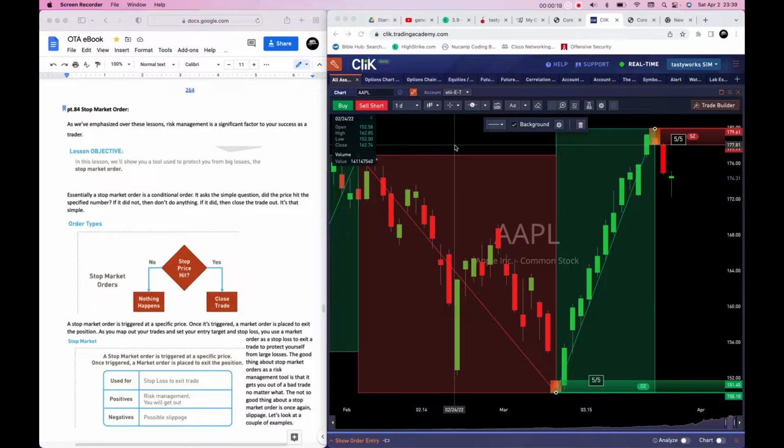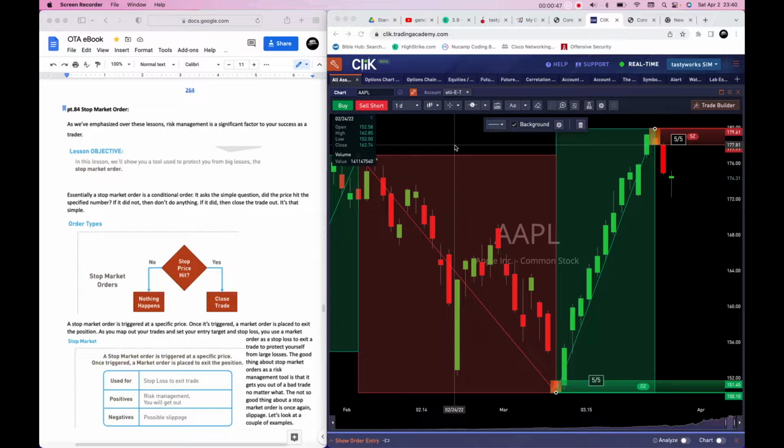Essentially, a stop market order is a conditional order. It asks the simple question, did the price hit the specified number? If it did not, don't do anything. If it did, close the trade out. And it's just that simple. A stop market order is triggered at a specific price. Once it's triggered, a market order is placed to exit the position.